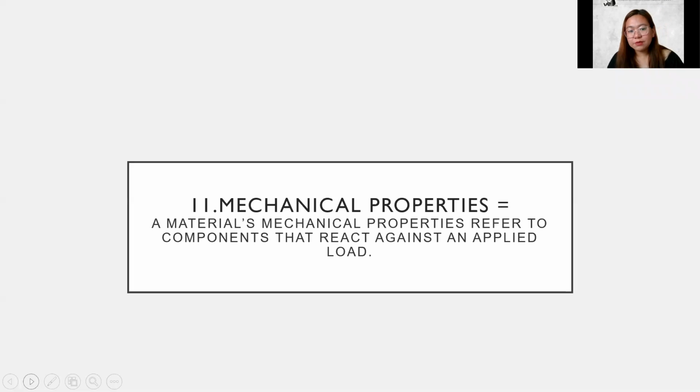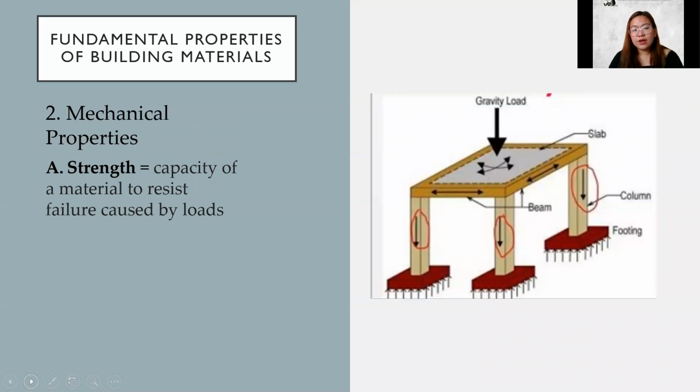Okay, dito naman tayo sa mechanical properties. So these are materials. Mechanical properties refer to the components that react against an applied load. So one example natin ng property ng isang material is strength. So it's the capacity of the material to resist failure caused by loads.